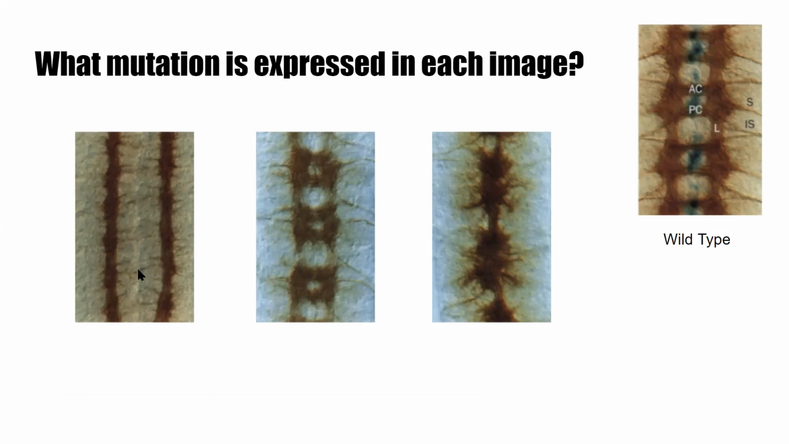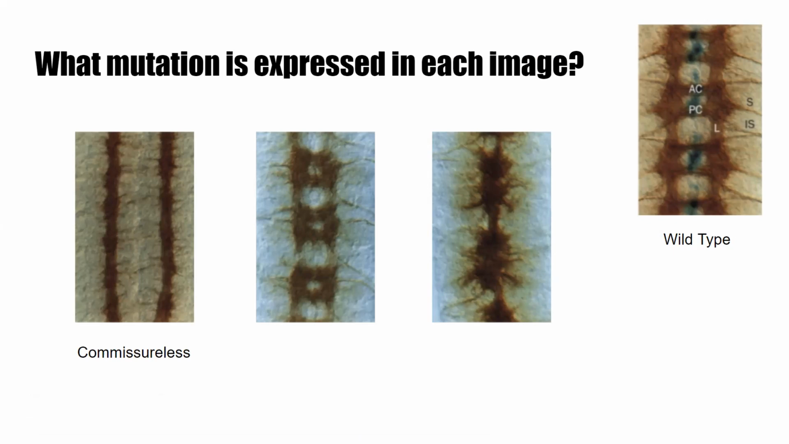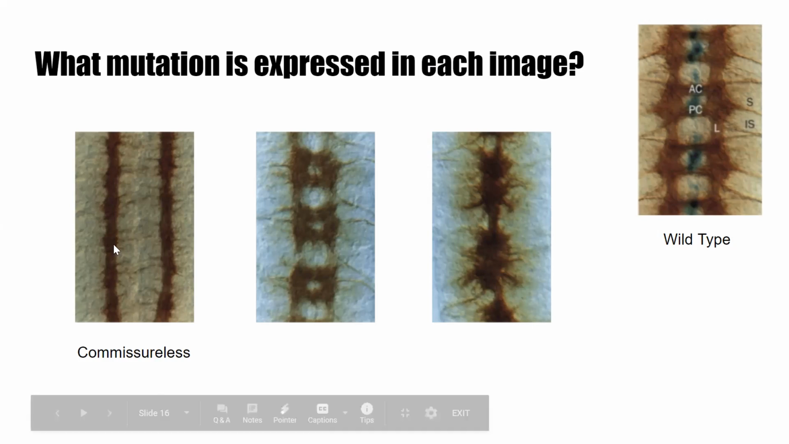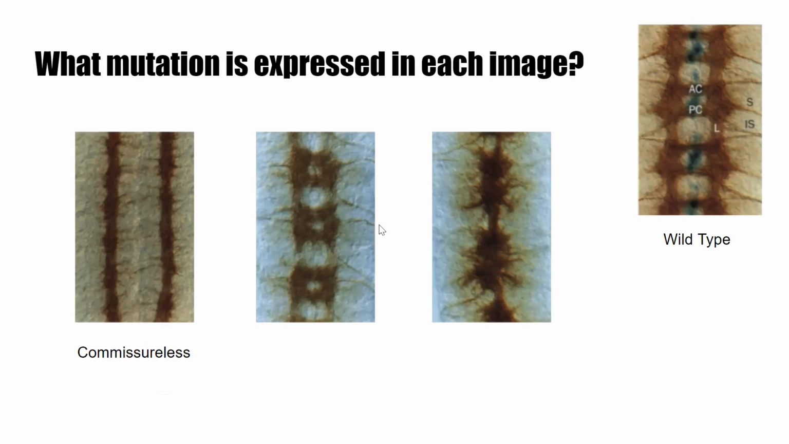So what could that be? If there's so much repulsion at the midline, then it's commissureless, because there's a mutation in the commissureless. Because remember, commissureless downregulates ROBO. So if ROBO isn't being downregulated, then there's a lot of reception for the SLIT protein. So there's a lot of repulsion. So that's what's happening there.